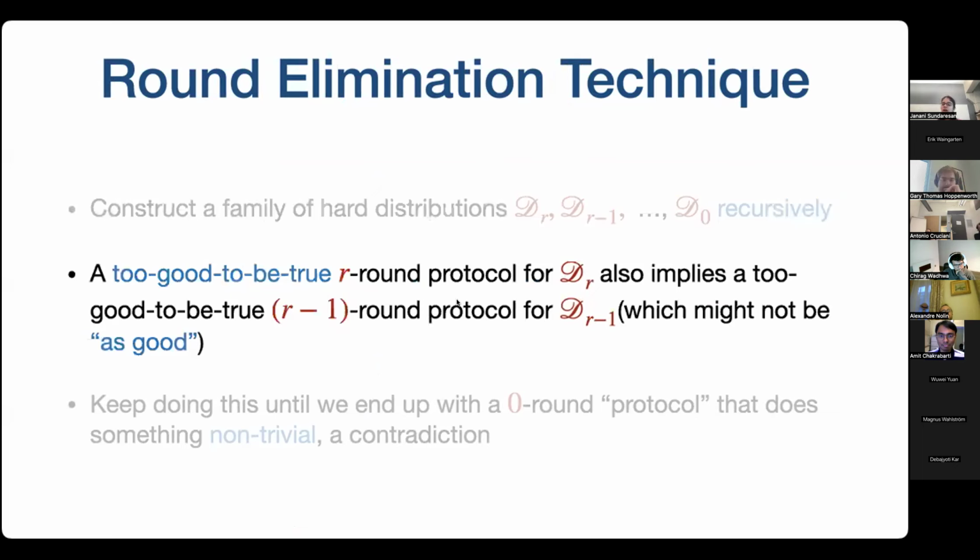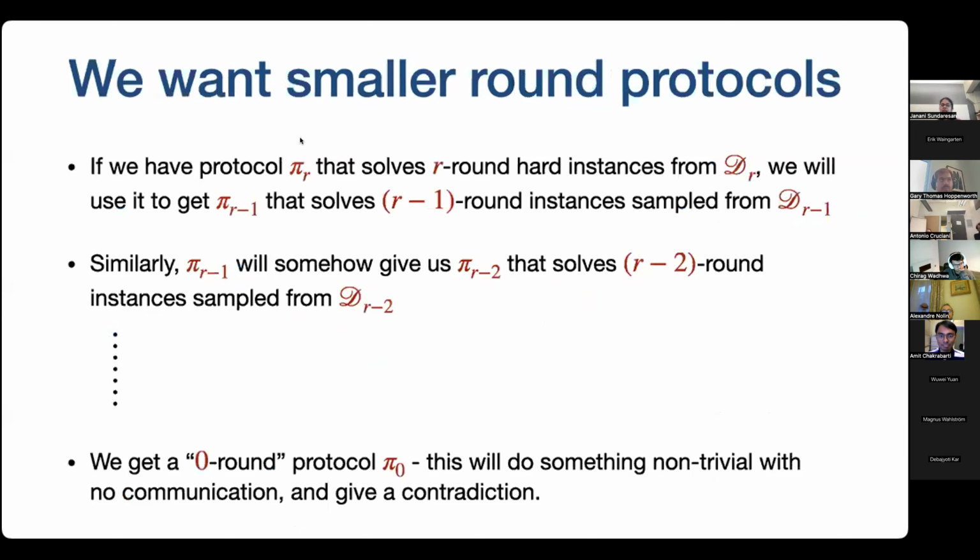A good protocol for R rounds, we want to use it to construct a protocol for R minus 1 rounds. So more specifically, we have a protocol Π_R. This solves R round hard instances sampled from D_R. And we want to use it to solve R minus 1 round instances sampled from D_{R-1}. And we'll just repeat this all the way till 0 rounds.